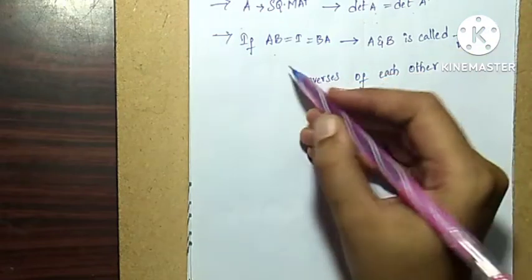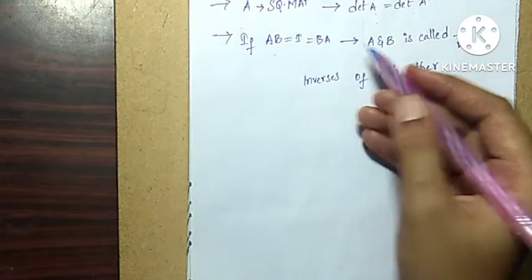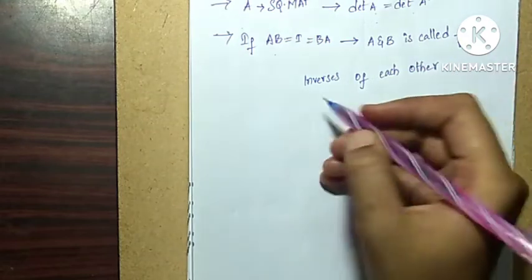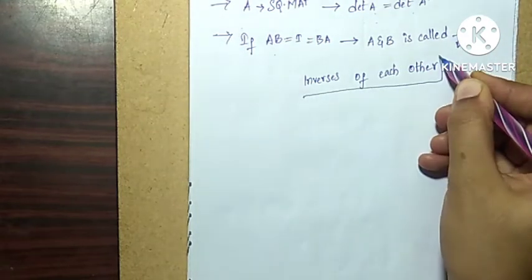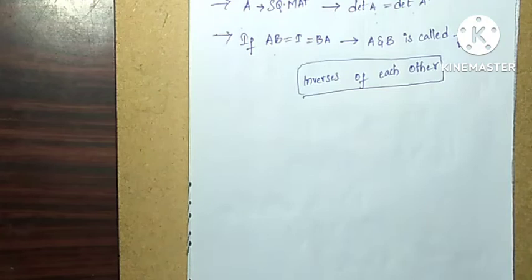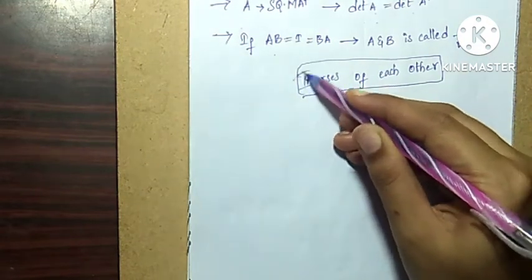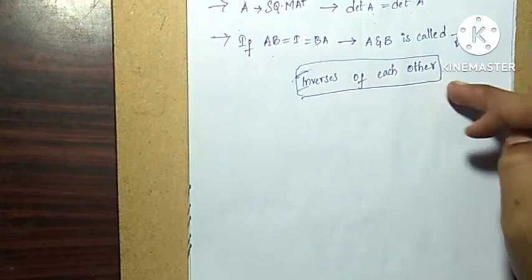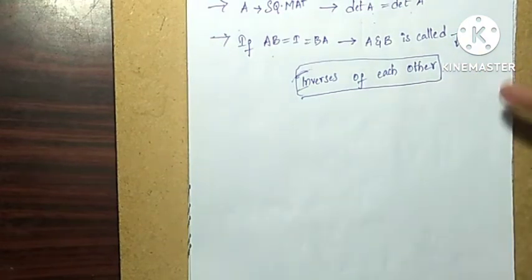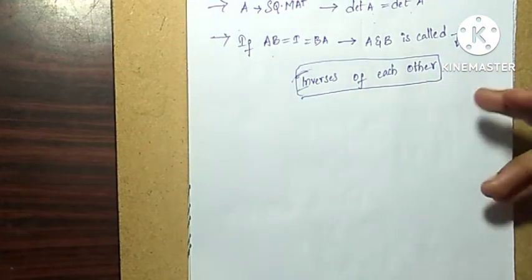Okay, if AB is equal to I and BA is also equal to I, then A and B are called inverses of each other. This is the most important point. This was asked in previous JEE Mains also. So don't forget to see this point before going to examinations or revisions.